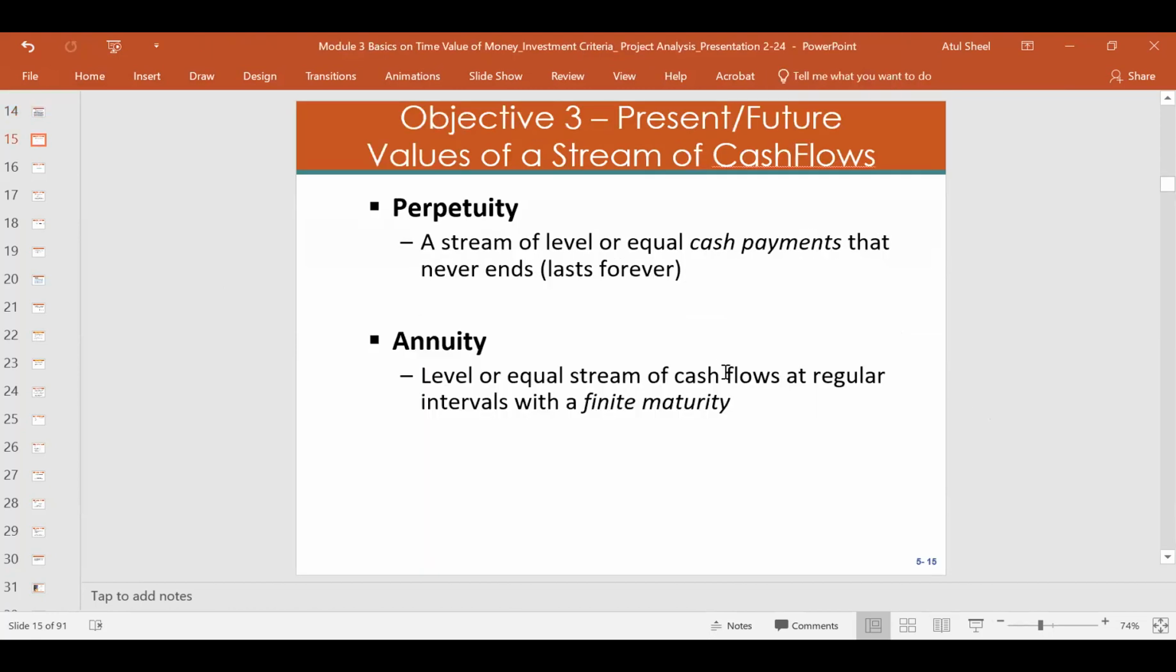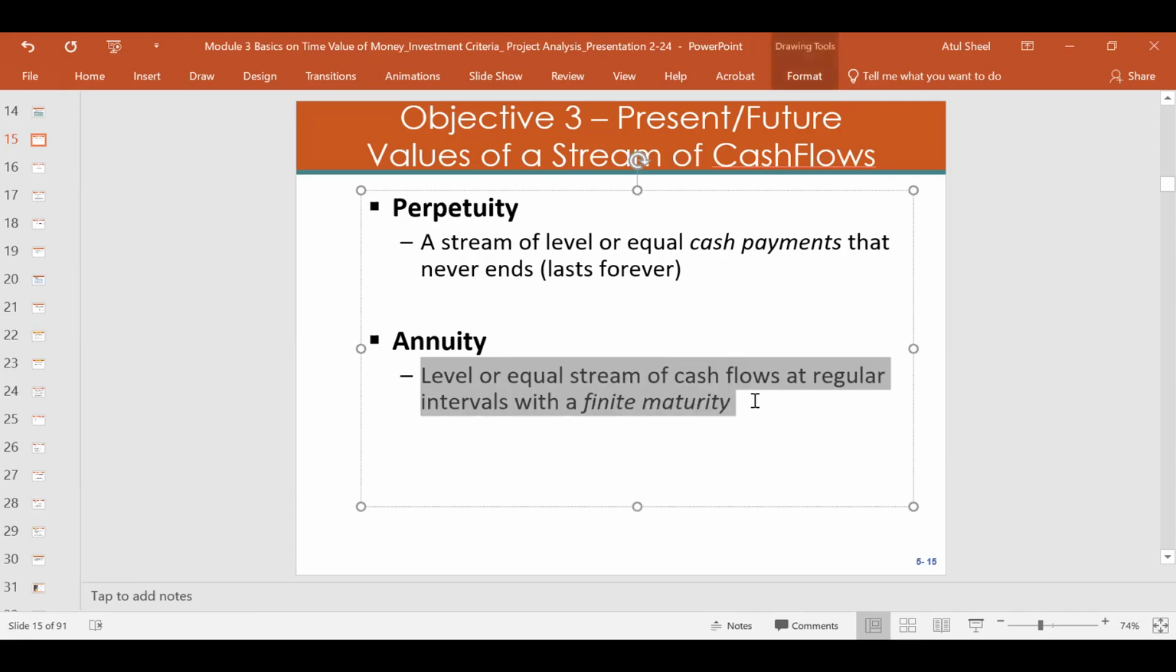Now we move on to some terms. The 4,000 consistent payment that you are getting each year is called an annuity for 2 years, because it is limited to a fixed time period. So what is an annuity? An annuity is an equal stream of cash flows at regular intervals with a finite maturity. So when you get the cash flows for a fixed number of years, that is called an annuity.